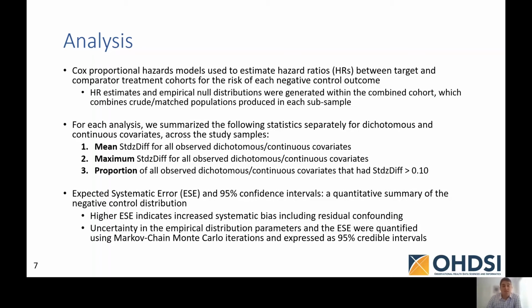For each analysis, we summarized the following statistics separately for dichotomous and continuous covariates. We looked at the mean standardized difference across all covariates. We looked at the maximum standardized difference across all covariates. And we looked at the proportion of the covariates that had a standardized difference greater than 0.1.